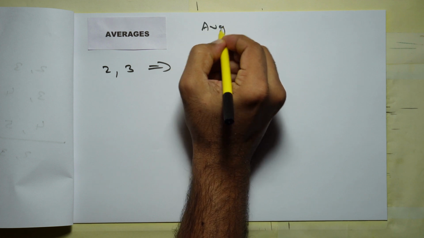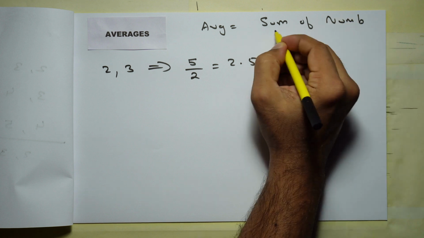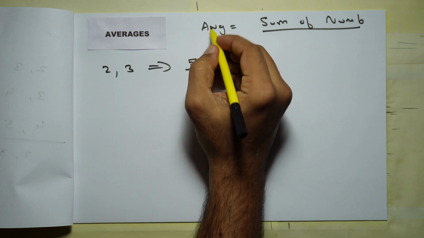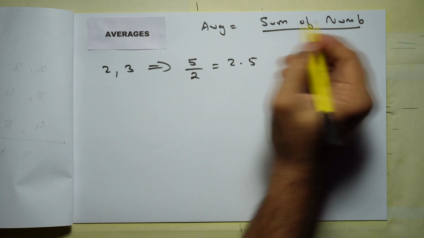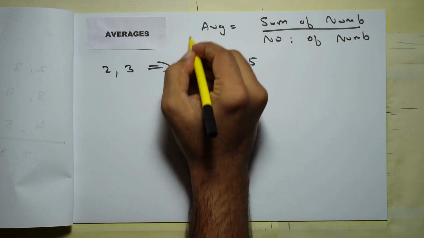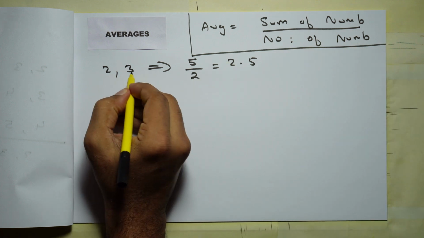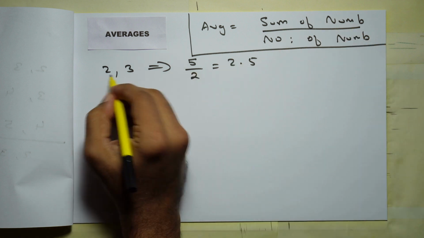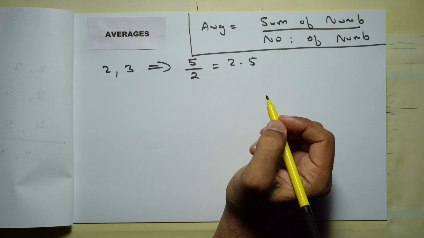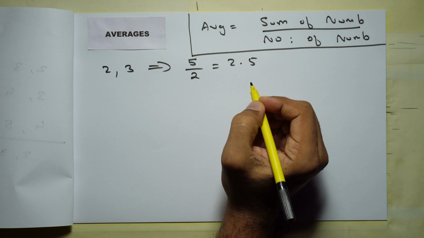So average is calculated as the sum of all the numbers, that is, you add up all the numbers, divided by the number of numbers. Number of numbers means how many numbers are there. In this case 2 numbers are there, so the sum 2 plus 3 is 5, divided by 2, gives you 2.5. So you have two numbers 2 and 3, and we know that their average is 2.5.